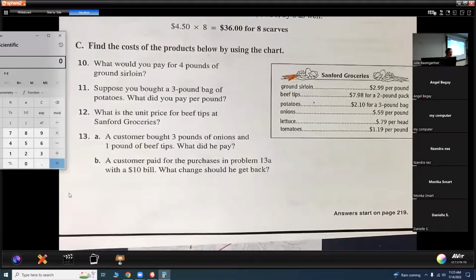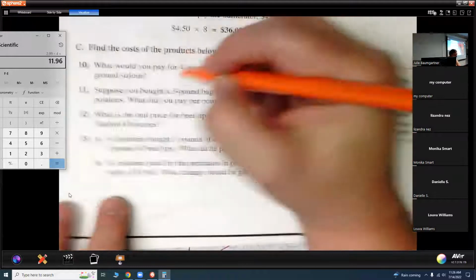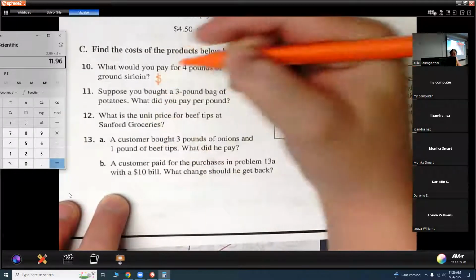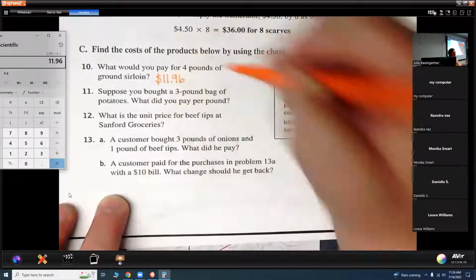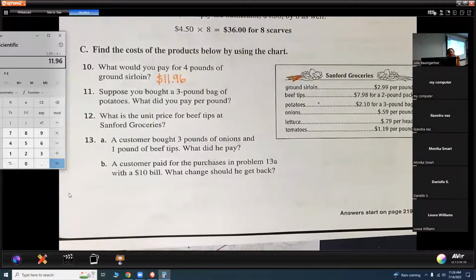Yeah. All right. So number 10, what would you pay for 4 pounds of ground sirloin? Okay, good. So how did you get that number? Good, 2.99 times 4. Kind of high, but maybe it's a super fancy kind of ground sirloin, not just chuck.